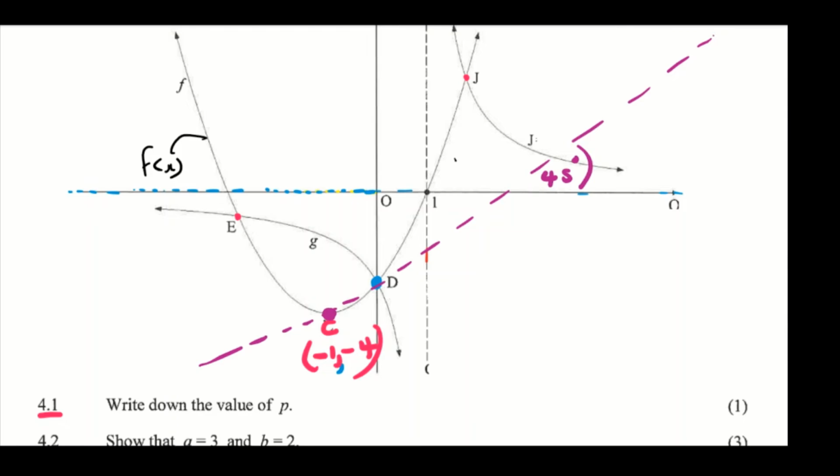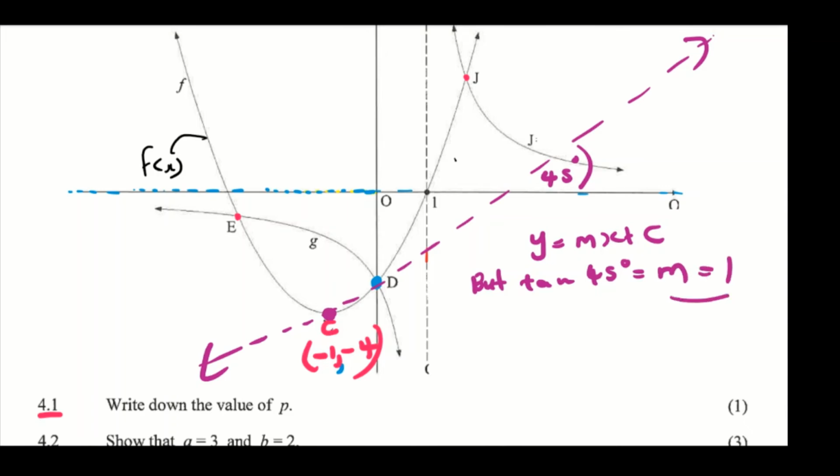So we want to identify the equation of this line. We know that since it's a line, it's going to be y equals mx plus c, right? But because it's 45 degrees, you can say tan of 45 degrees equals the gradient, of which tan of 45 degrees is equal to 1. So the gradient is equal to 1, right? So you have y equals x plus c now, right?